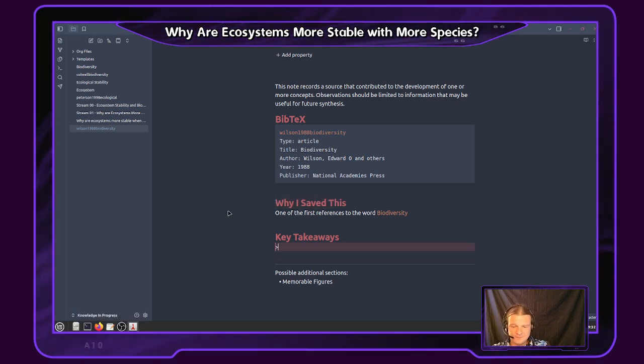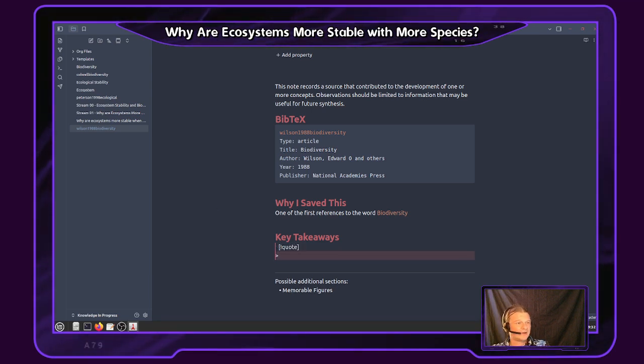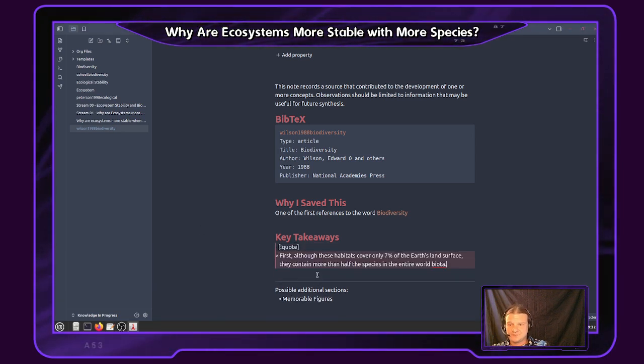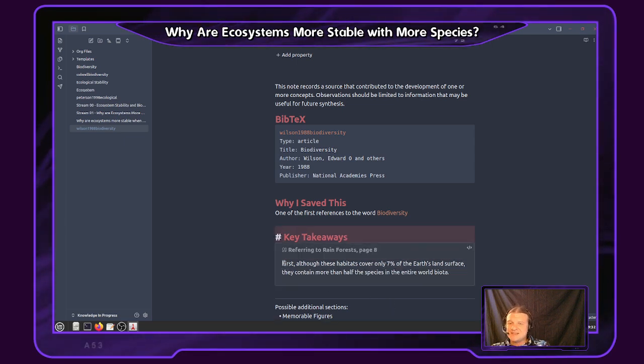So we're going to put that in. The quote that I got was this, referring to rainforests. I guess rainforest should be two words. This says, first, although these habitats, again, rainforests, cover only 7% of the Earth's land surface, they contain more than half the species in the entire world biota. Right? So these are very diverse ecosystems.